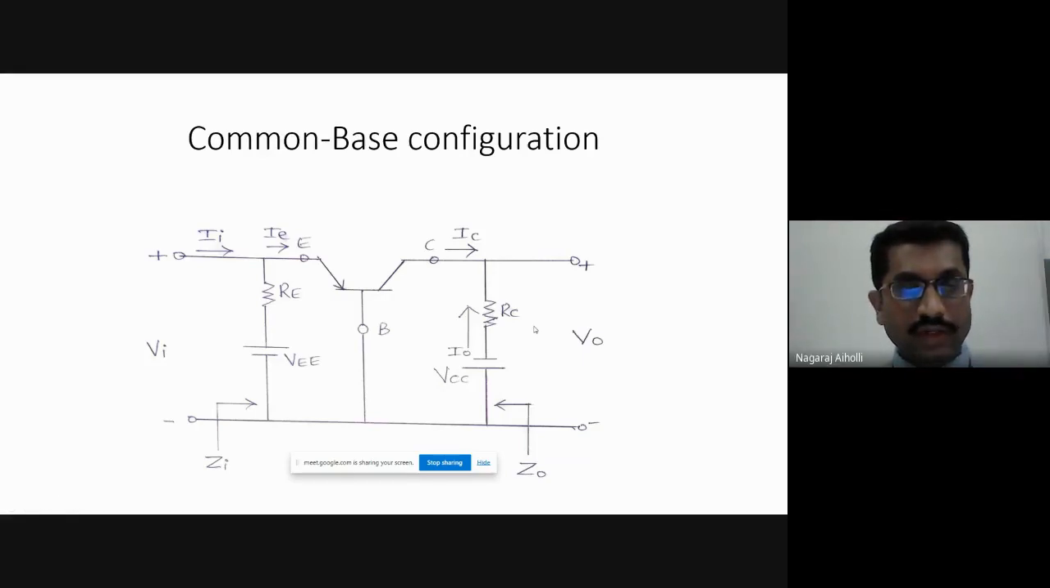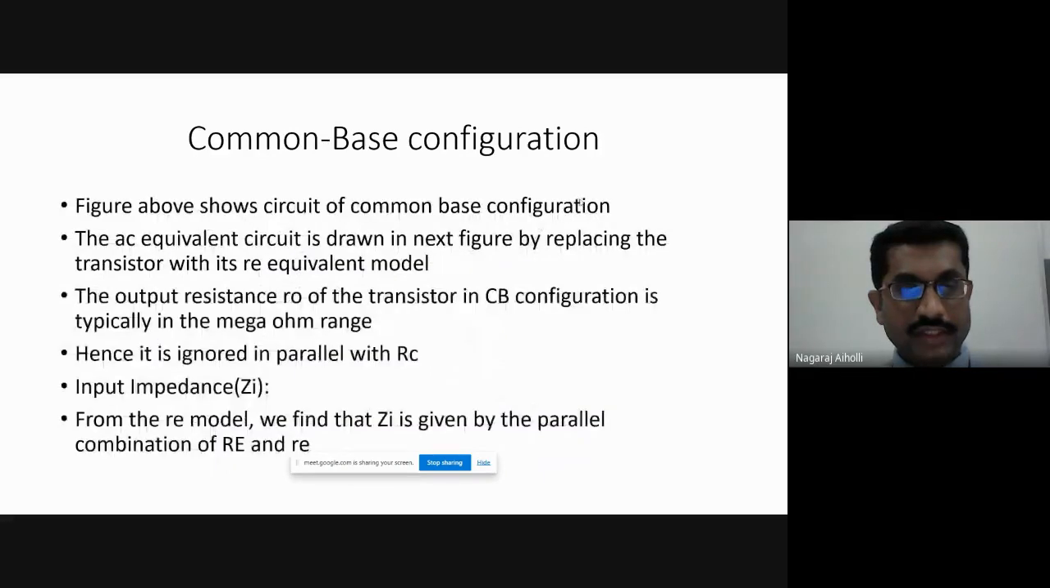The output resistance R naught of the transistor in common base is typically in the mega ohm range, and hence it can be neglected as it is coming in parallel with the resistance RC. Next, let us move on to finding the input impedance considering the RE model of the common base configuration.